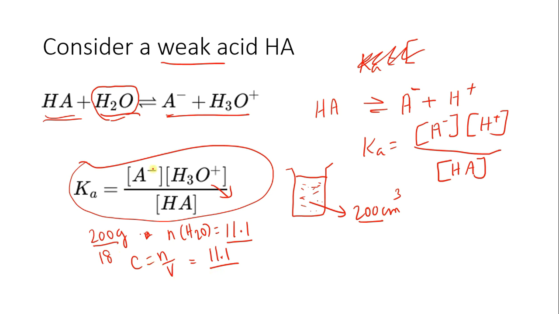Now we used 200 centimeter cube, so that is 0.2 liters. Now that gives us 55.5 mole per dm cube. You can do it for any volume, the water concentration is that. So that is something that you have to remember. We'll have to come back to that later on. That's why you don't include water concentration when you write the Ka for a weak acid.